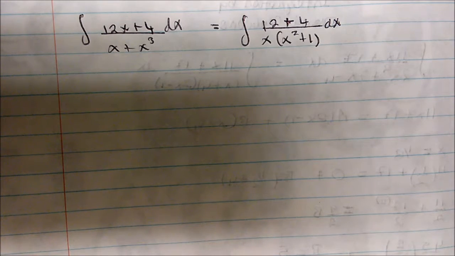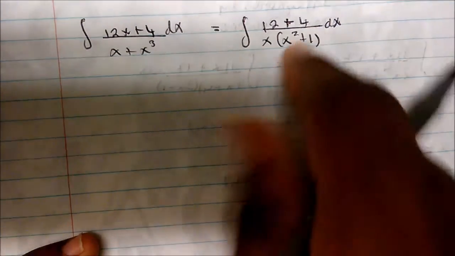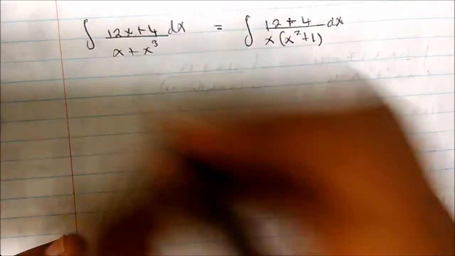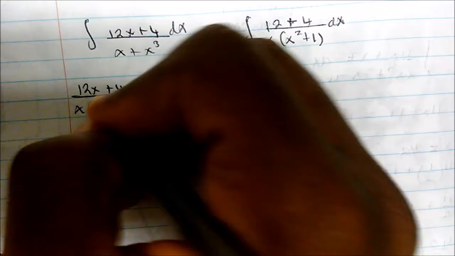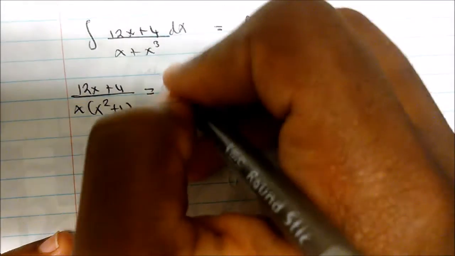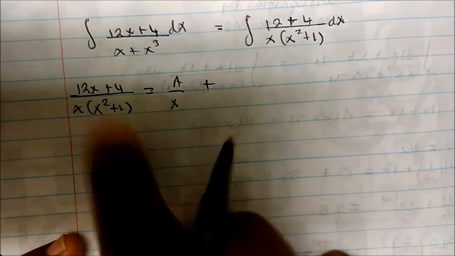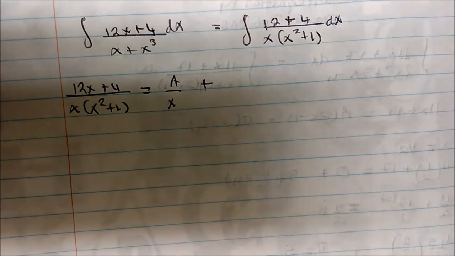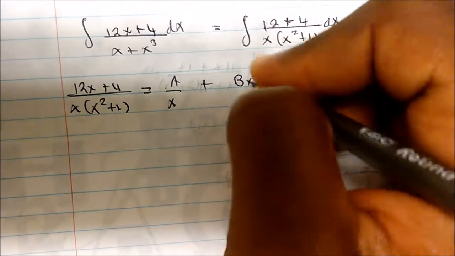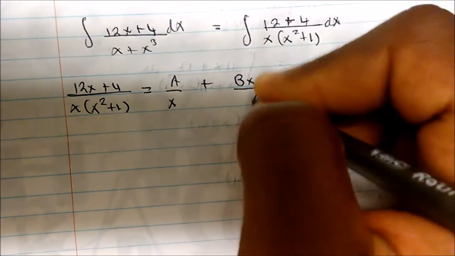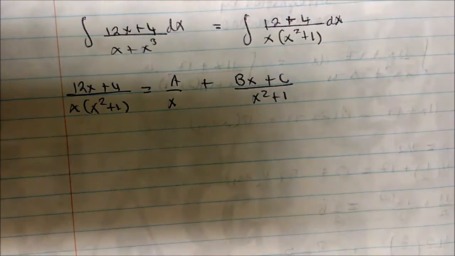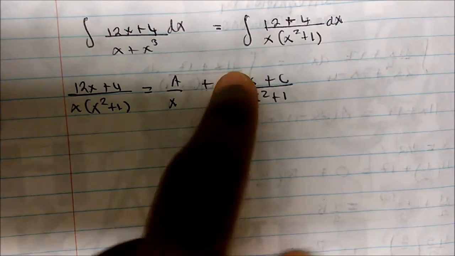Okay, b squared minus 4ac is actually less than 0. And so if I'm looking at this, I can rewrite this as (12x plus 4) over x times (x squared plus 1). And I'll decompose that into a over x plus, here it just gets tricky, because this is a quadratic factor, this is how we treat it. I'm going to say (bx plus c) divided by (x squared plus 1). Okay, so you've got to have this form here.